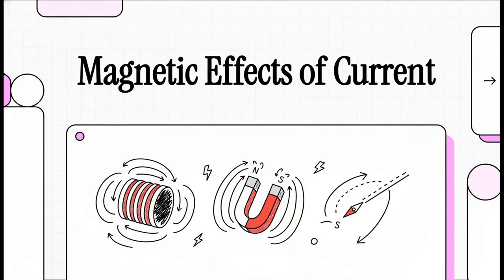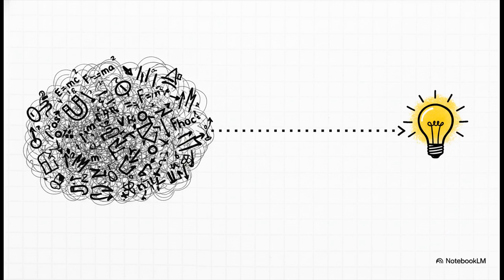Hello, students. Welcome. Today, we're going to do a complete revision of a very important chapter, Magnetic Effects of Electric Current. The idea is to go through it calmly, step by step, so that you feel absolutely confident for your exams. Shall we start?